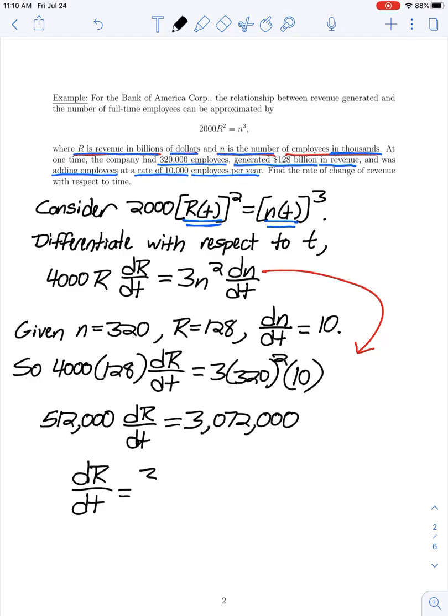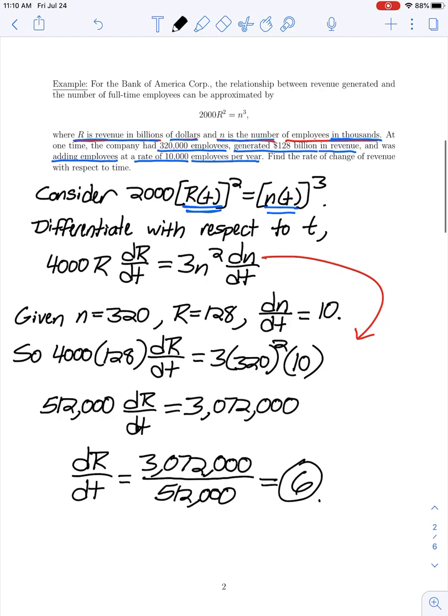So then solving for the quantity that we're interested in, the rate of change of revenue with respect to time, well, we have our 3,072,000, and we're dividing by 512,000, which gives us a value of 6. So this is the value that we're interested in.